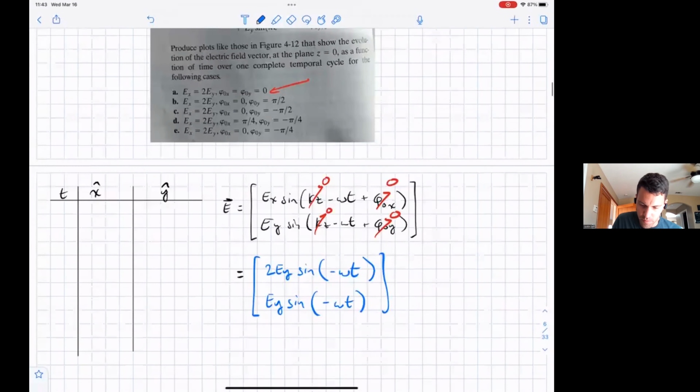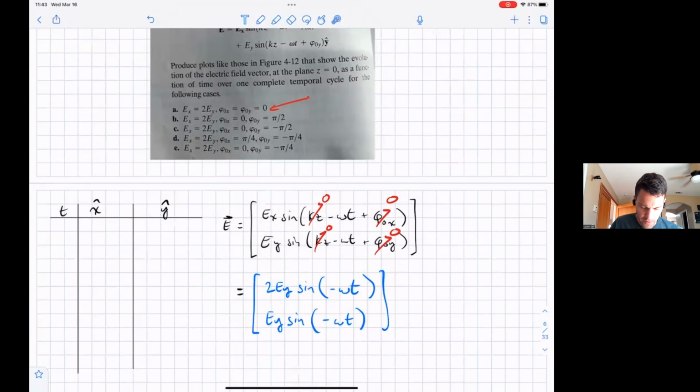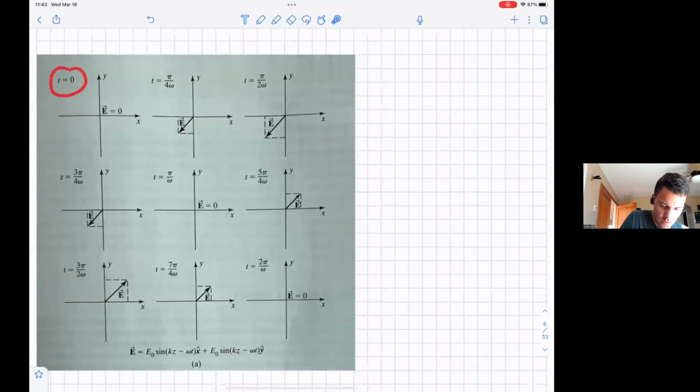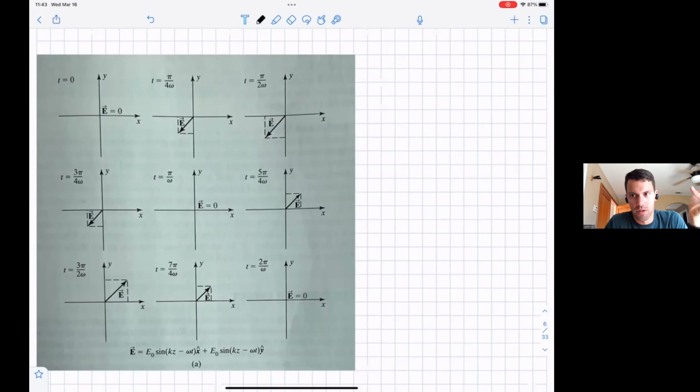Now, when they say one complete temporal cycle, you have to look back at this here to know what your T values are. I want to point out something really, really important here. When Dr. Gillen teaches this in class, she does an example similar to this, and she does something a little bit more intuitive. Wouldn't you agree that this T means time, right? Wouldn't you agree that pi over 4 omega time is weird? Like, who thinks in terms of pi over 4 omega? Like, I'll be there in pi over 4 omega minutes or something.